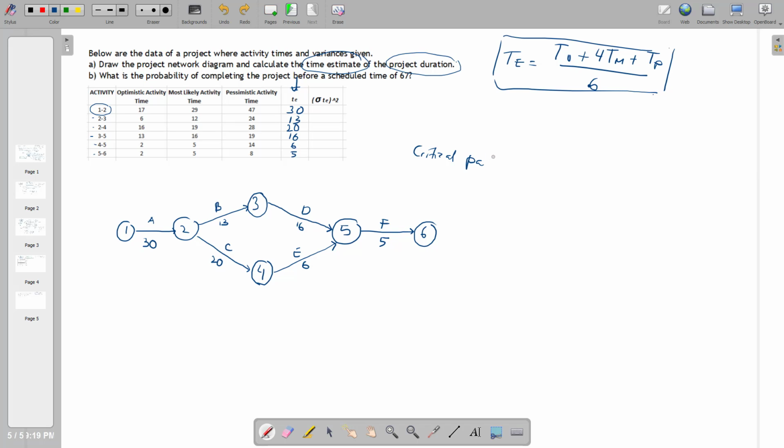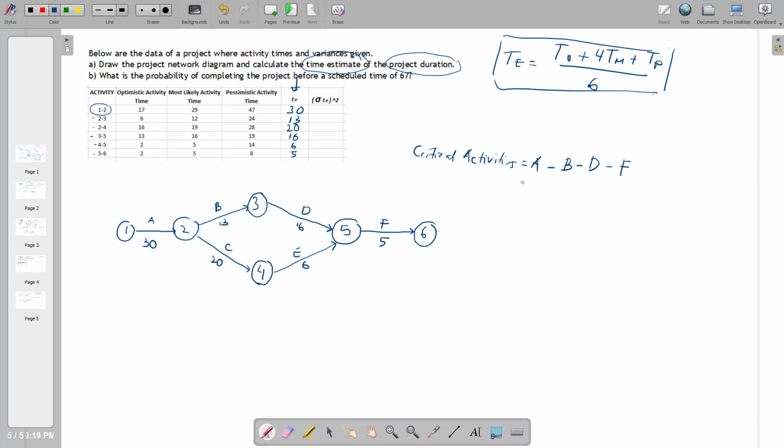Sorry, critical activities. So the critical activities are, which one? The longest one. Yeah, of course, the longest one. Do me a favor. Which one is the longest one? A, B, D, F, or A, C, E, F? A, B, D, F. I assume that you can calculate and choose which one is the critical activities from the previous tutorial. A, B, D, F. You sure? Yes, sir.